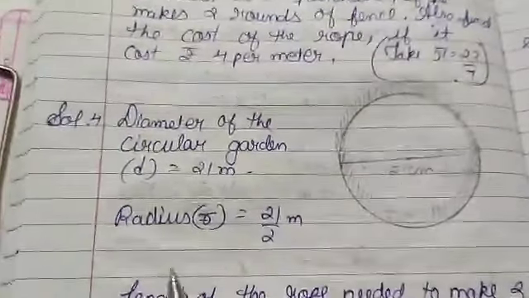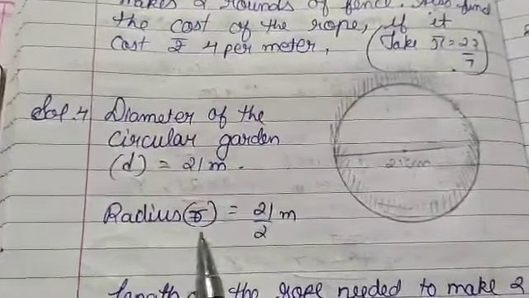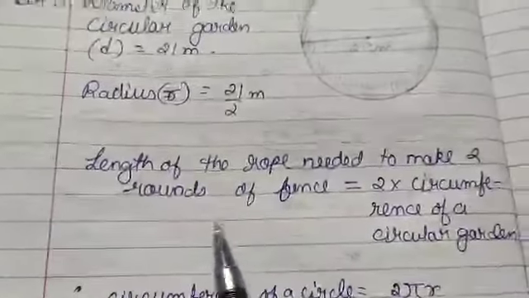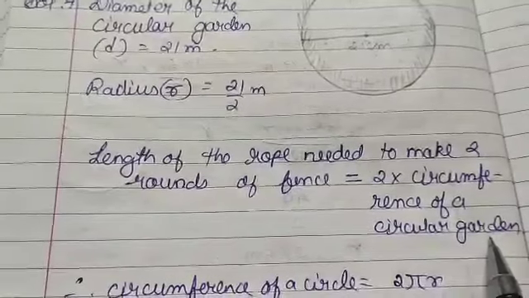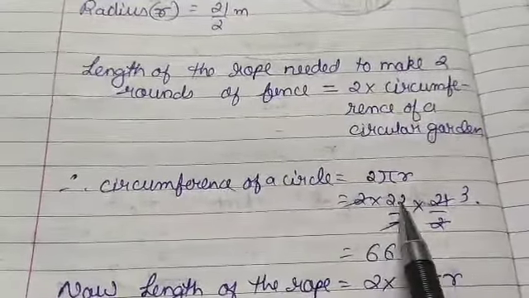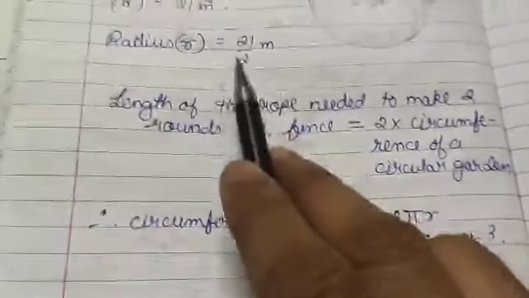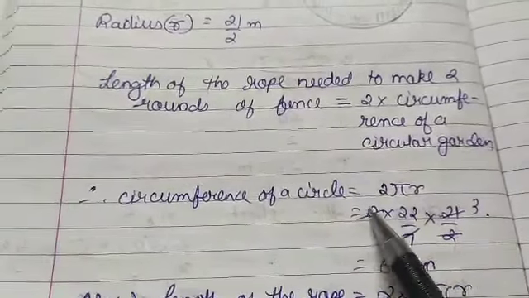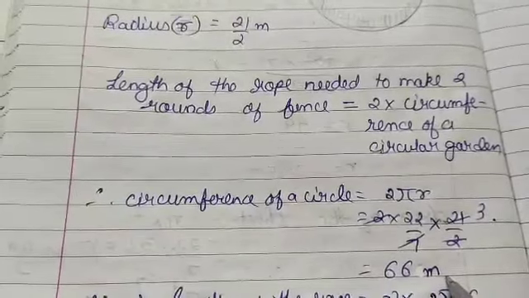Now see, this is how I found the value of the radius: the diameter is given as 21, so the radius will be diameter upon 2, that is 21 upon 2. The length of the rope he needs is twice the circumference of the circular garden. As I told you, first we find the circumference of the circle, that is 2 pi r. 2 multiplied by the value of pi, 22 by 7, and the radius 21 by 2. Now cancellation: 7 3s are 21, 2 cancels, 22 3s are 66 meter. Now I have the value of the circumference, 66 meter.